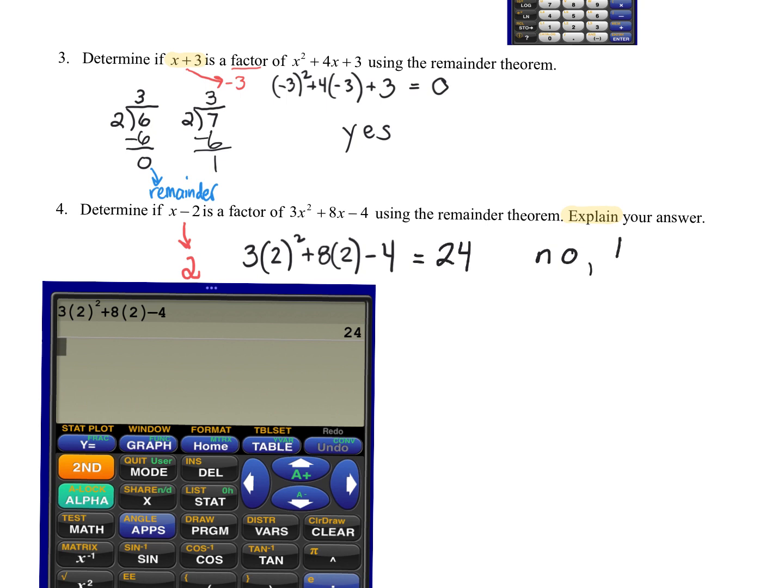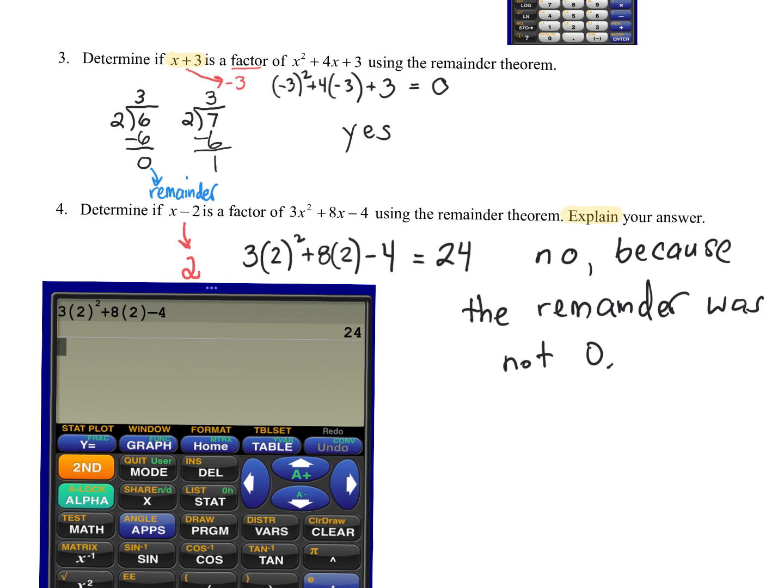So no, because the remainder was not 0. And there's a lot of different ways you can explain that. You could just say no because there was a remainder, or you could say the remainder was not 0, or you could just say no because it was not 0. Anything will get you 2 points on the regions.